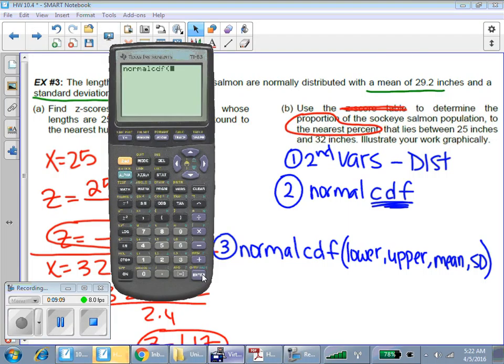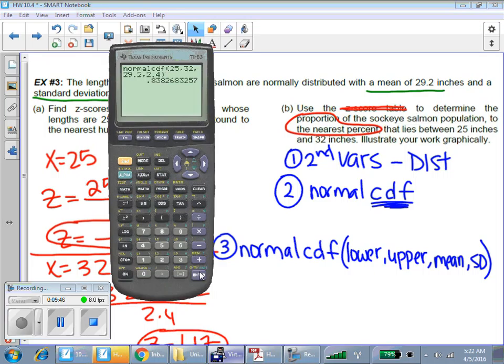I'm going to put in my lower bound. Notice it said between 25 and 32 inches, so the smaller number is 25. Then I'm going to put a comma. The bigger number is 32, so my upper bound is 32. Then I'm going to put in the mean. Notice I'm putting commas in between everything. The mean for this problem was 29.2. Another comma, and the standard deviation, which for this problem was 2.4. Now I'm going to close my parentheses, press enter, and there we go.